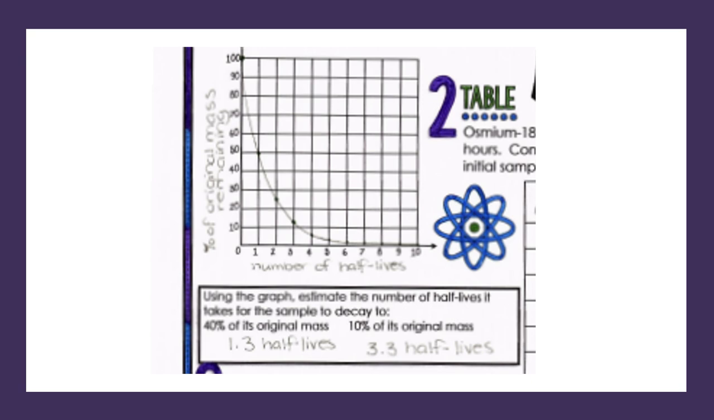Now, using this graph, we could actually estimate the number of half-lives it takes for it to get to 40% of its original mass. All I have to do is look at the 40. The line is right there, and it looks like it's about 1.3 half-lives. If I want 10%, I'm going to go to about there, which looks like about 3.3 half-lives. So that's how we can use the graph to estimate. And of course, if you want to use Desmos to build a graph or any other graphing technology, feel free.